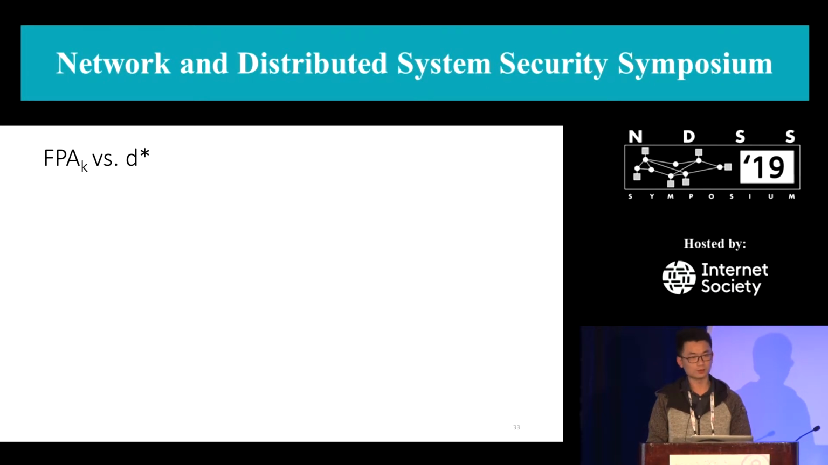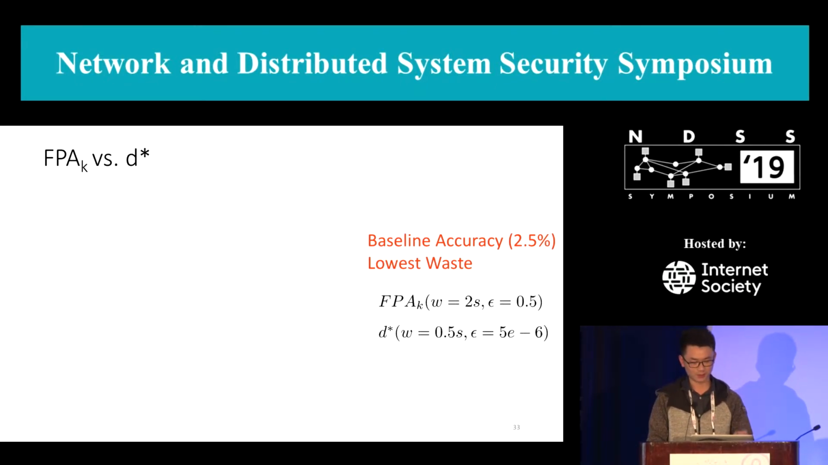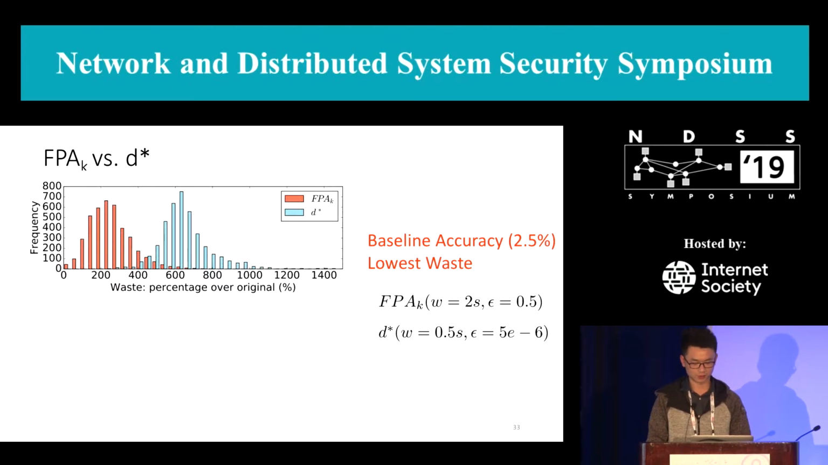To compare the two methods, we choose the best parameters for each method with the baseline accuracy and the lowest waste. These are the parameters we choose for two methods, and the waste and deficit distribution of the 4,000 traces after applying the two methods are shown in the figure.